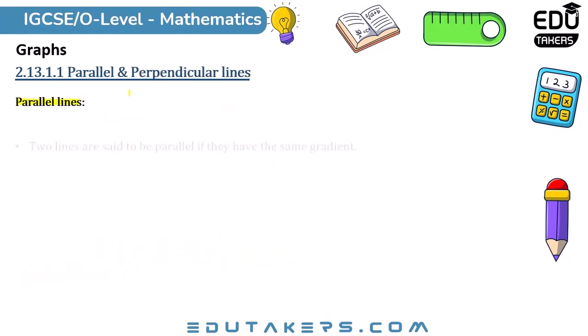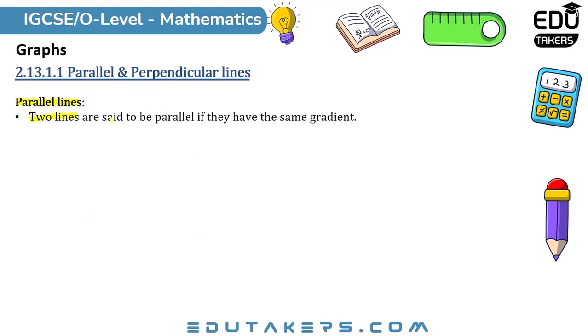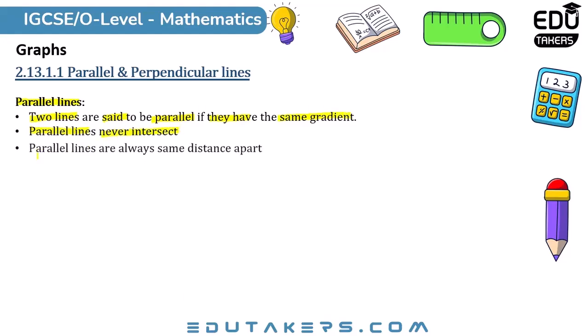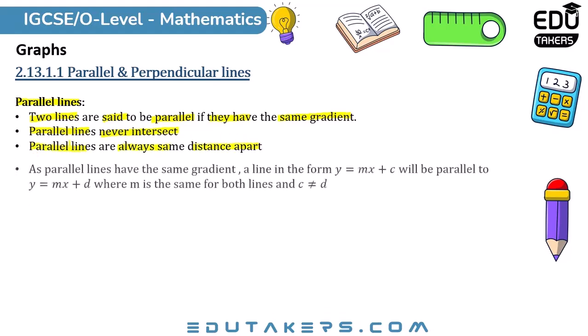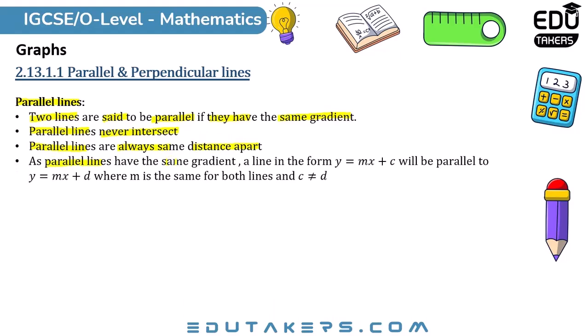Parallel lines. Two lines are said to be parallel if they have the same gradient. Parallel lines never intersect. Parallel lines are always the same distance apart. As parallel lines have the same gradient, a line in the form y equals mx plus c will be parallel to y equals mx plus d, where m is the same for both lines and c is not equal to d.